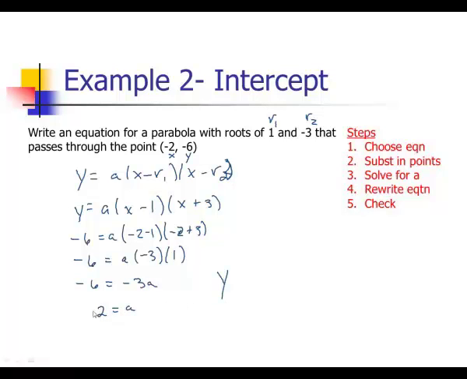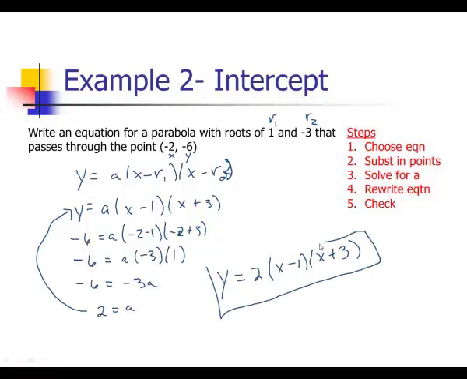So we'll rewrite our equation, again plugging that back in to the second line where we have our roots plugged in. So y equals 2 times x minus 1 times x plus 3. And again, to check this, you can type it into your calculator. Make sure it has roots at +1 and -3, and passes through the point (-2, -6).